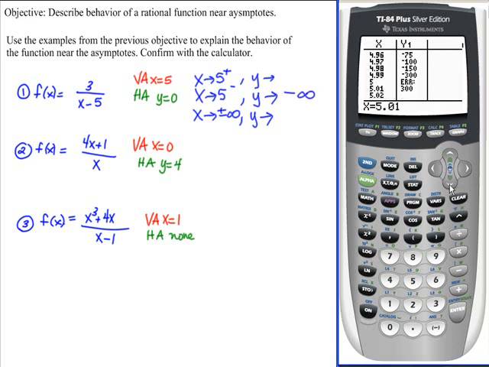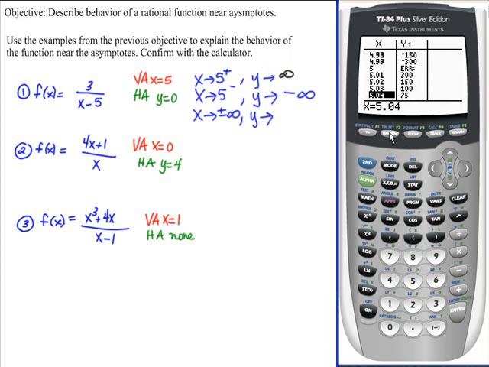We can see that same result on the other side. Now as we're looking at 5.01, 5.02, as we're going closer and closer to 5, coming in from the bottom up, my y values are getting larger and larger and larger. So y is approaching positive infinity there.